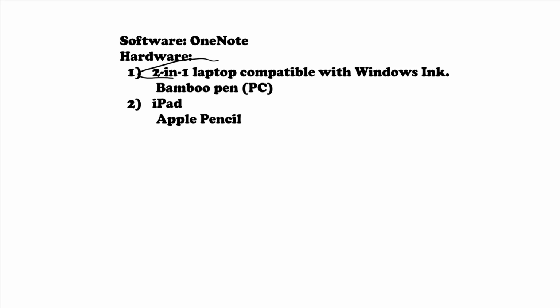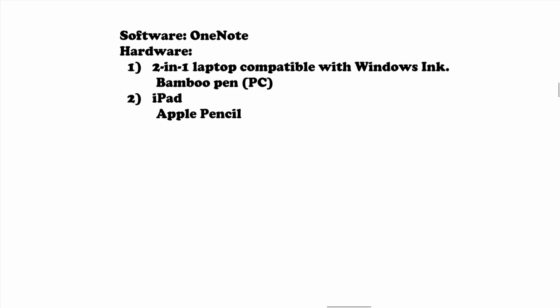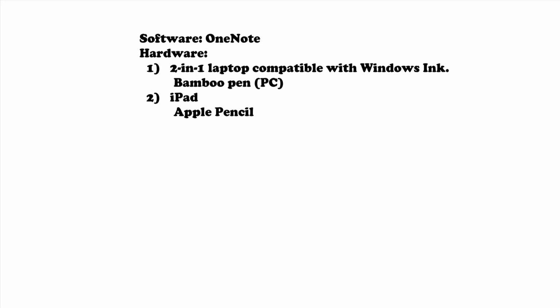Now, in case you don't know, a two-in-one laptop is a laptop that flips around and it becomes a tablet. And just be sure that if you buy one, that it has Windows Ink capability. That just means it's compatible with a digital pen. The entire computer is designed to be compatible with a digital pen. So these are the options.